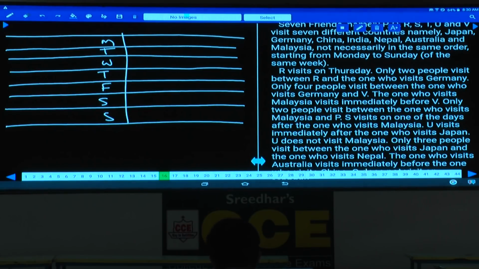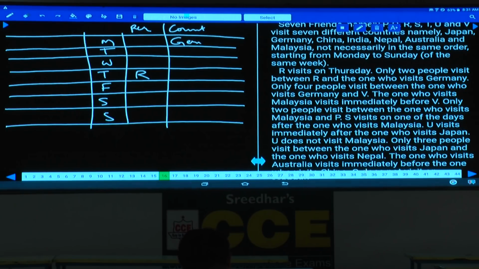Clear now? Now the first one is the person and the second one is the country they are visiting. Then R visits on Thursday. Monday, Tuesday, Wednesday, Thursday. Thursday is R. Only two people between R and the one who visits Germany. Now in this one, R and Germany, how many possibilities? Only two people, so the person who visited Germany can be on Monday, or what is the other possibility here? If R is here, then two persons between these two and the person on Germany can be at this place. Done with this one? Hence, as we have the second possibility, we have sorted the second possibility simultaneously.